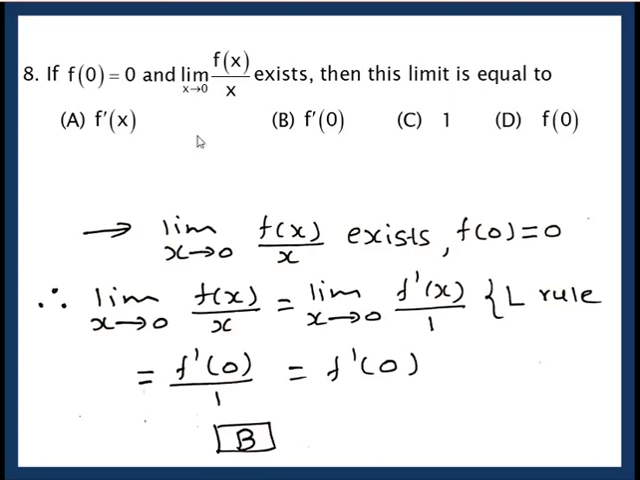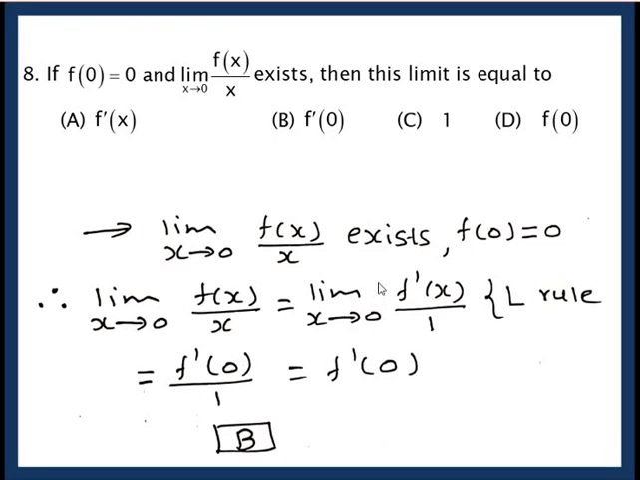If f of 0 is 0 and the limit of f of x upon x as x tends to 0 exists, then this limit is equal to, see, the limit as x tends to 0 of f of x upon x exists, and f of 0 is given to be 0. So clearly this is a case of L'Hopital rule. Now for that I have to differentiate numerator and denominator separately. So this limit is what? Limit x tends to 0, f dash of x upon 1, that is f dash of 0, and therefore the final answer is f dash of 0.